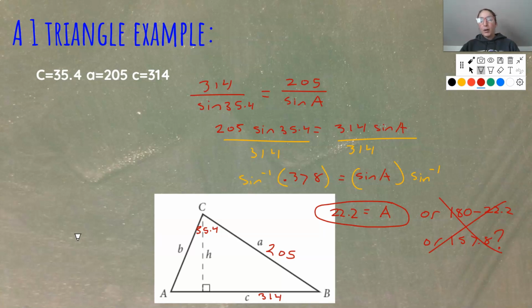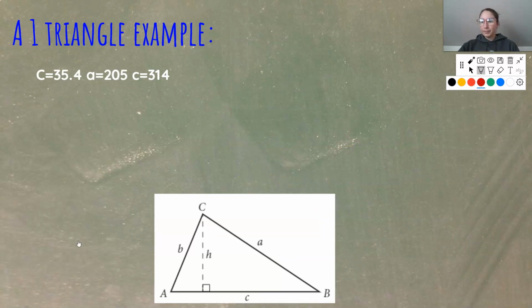But all this goes to show is you have to check. So when you do your law of sines and you get your missing angle in the SSA case, subtract it from 180 and see if what you get also makes sense. If it doesn't, then cross it out. This is a one triangle case. If it does make sense, then we'll see in the next example what to do with that.